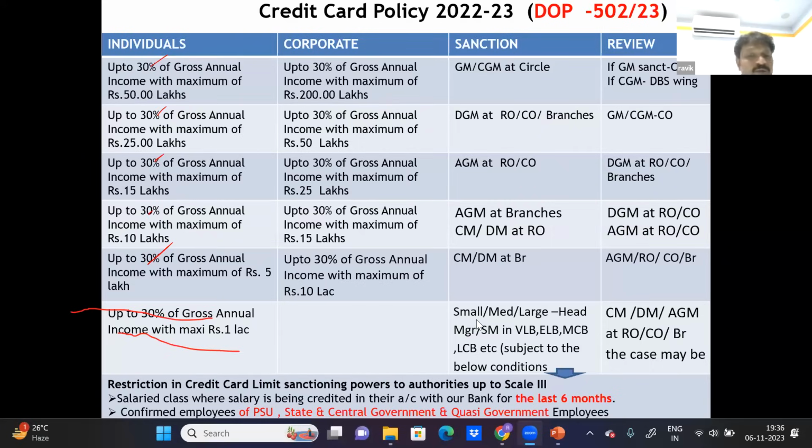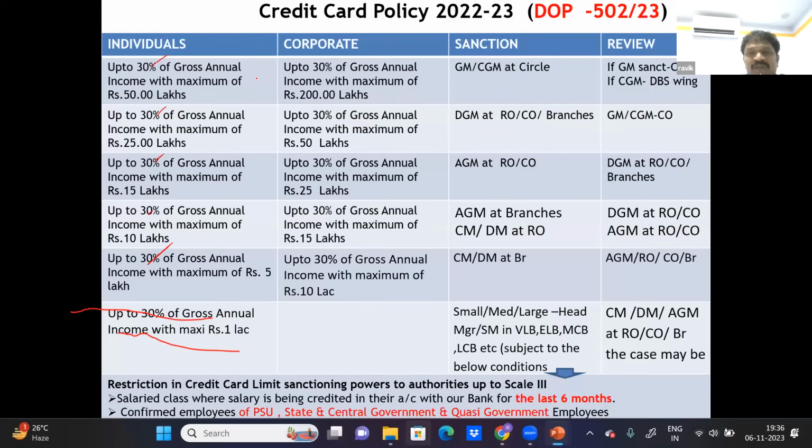Okay. Now let us see who has what. You do not need to remember the minimum 30%. The only thing you have to remember is the answers: how much maximum anybody can sanction. The first one is GM, CGM at circle: 50 lakhs for individuals, and for corporates maximum 200 lakhs. You understood the logic here? We have already discussed it. The minimum limit is 25,000 for a credit card. Maximum how much? Maximum is 50 lakhs. So who can issue the maximum 50 lakhs? Naturally the circle head. So remember, the maximum is given to the circle head.